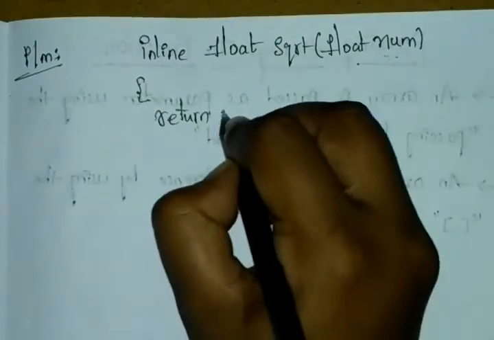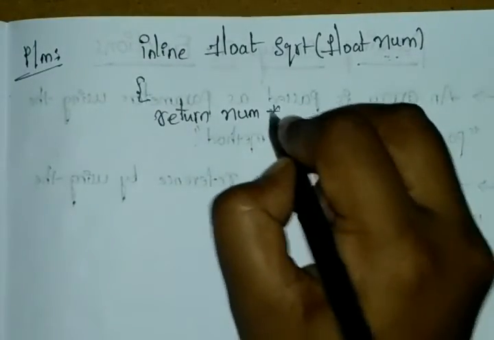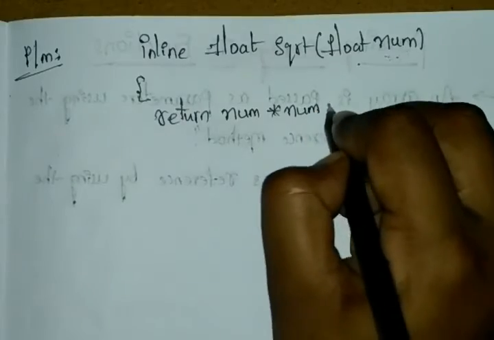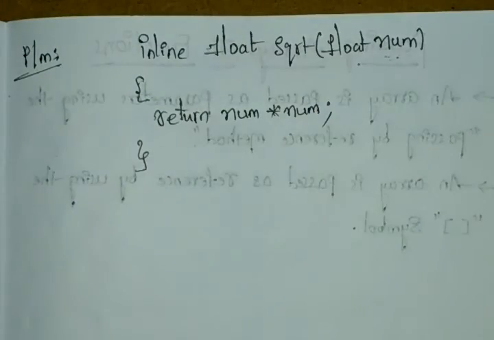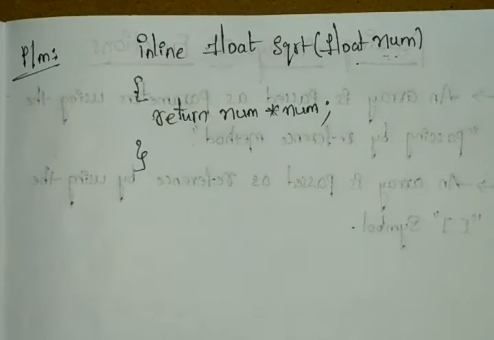Return num into num. You can see this is the process, and it looks like the definition of the function only, right? So instead of that, we pass it with inline. In inline functions, you just need to write inline with the function name. After that, whatever statement you have to include, we included return num into num. So we took the square, right? num means whatever value we took, that is multiplied, num into num.